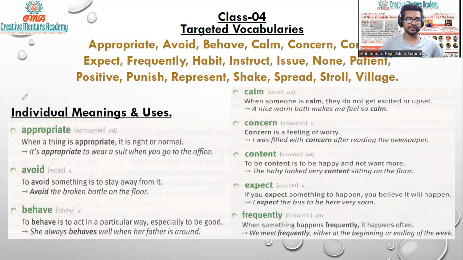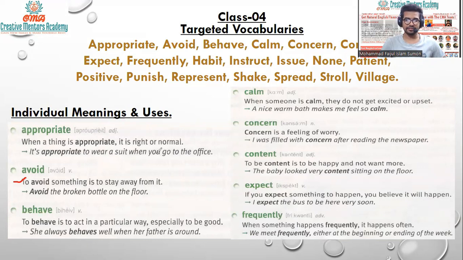Next word is avoid. To avoid something is to stay away from it. For example, avoid the broken bottle on the floor. Avoid the broken bottle on the floor. So please avoid his bad words.